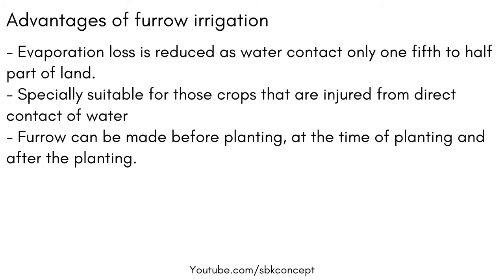Advantages of furrow irrigation. Evaporation loss is reduced as water contacts only 1/5 to half part of land, especially suitable for those crops that are injured from direct contact of water. Furrow can be made before planting, at the time of planting, and after the planting.